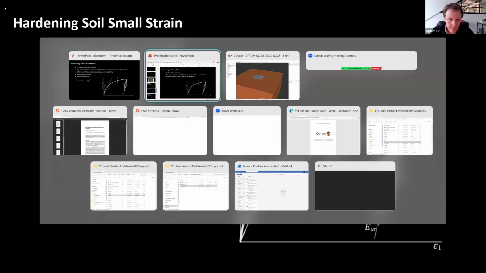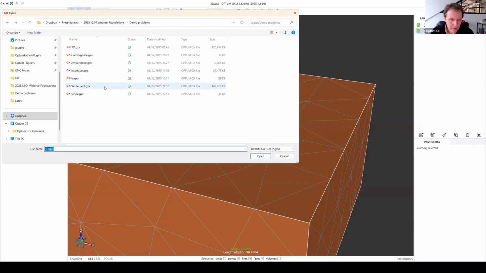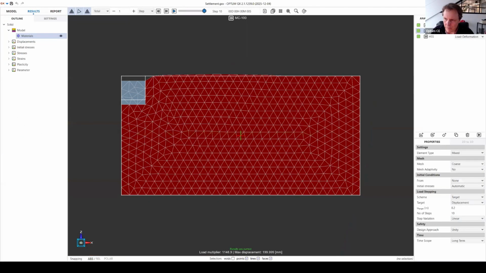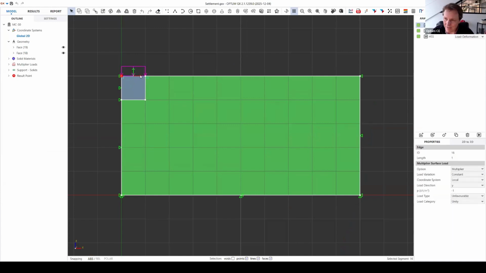And I did an example. It's a very simple example, but it's just to illustrate. So it is an example of a strip foundation. And in this case, we run a so-called load deformation analysis. So pick that over here.